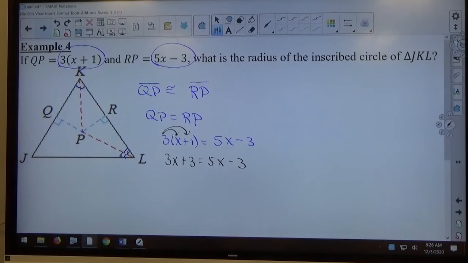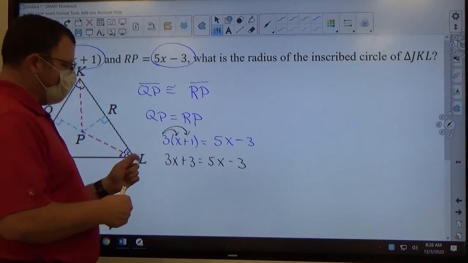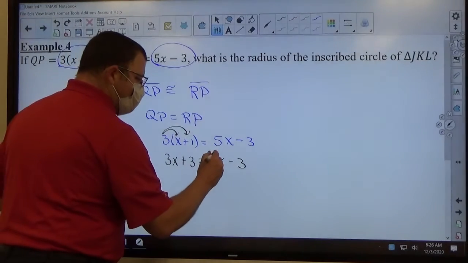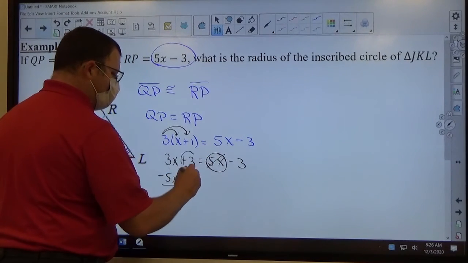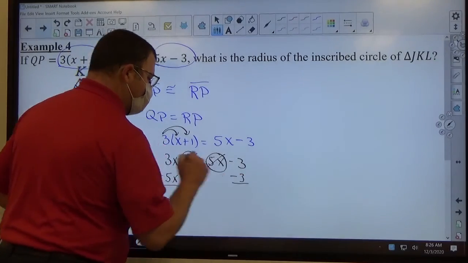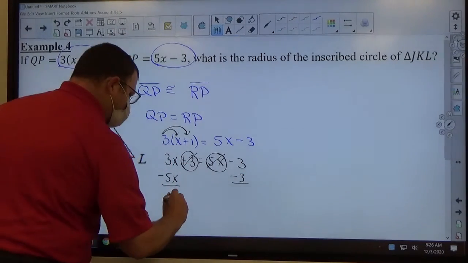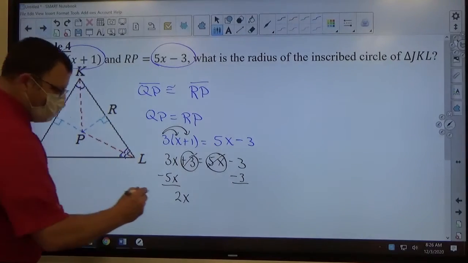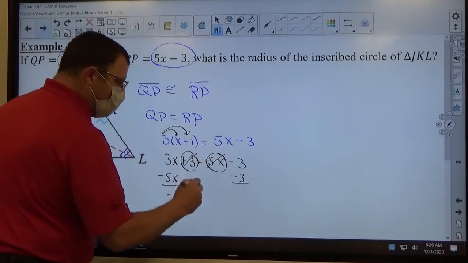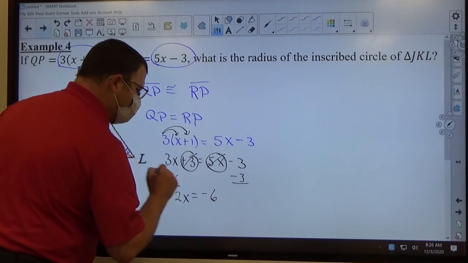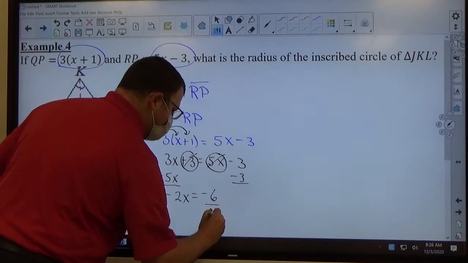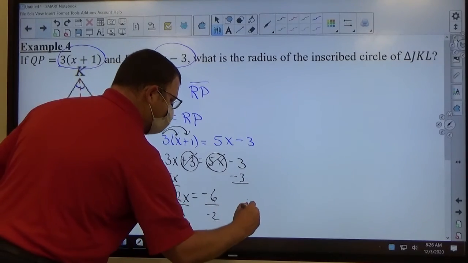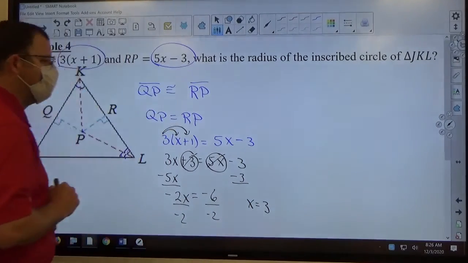I need to get x on one side, numbers on the other. It doesn't matter which side's which. I'm going to go ahead and move x over here and numbers over there. So the 5x, which is on the right, is moving left, becomes negative. The 3 is on the left, moving right, becomes negative. 3x minus 5x I subtract because the signs are different. It's negative because 5 is bigger. Negative 3 minus 3, the signs are the same, so I add. They're both negative, so it's negative. And if negative 2x equals negative 6, divide both sides by negative 2, leaving us with x equals positive 3.